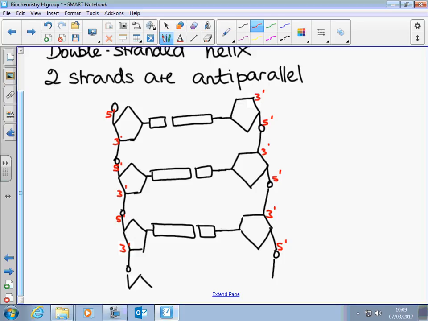Prime is the little dash that just separates it from all the carbons that are in here and in here. They've got their own numbers. Prime is the carbon in the sugar. 1' to 5' are the carbons that we find in the sugars, as opposed to the carbons that we find in the bases.